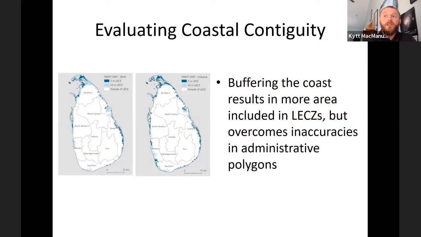So as I said, we buffered the coastline to include more area in the LECZs because that overcame some inaccuracies in administrative polygons. You see in this example here for Sri Lanka that in the left-hand panel, in the southwestern portion of the country, if we would have used the strict administrative boundary, there would be large areas not included in the LECZ that when we use the buffered coastline are included. So this is an important nuance to remember when evaluating our work.